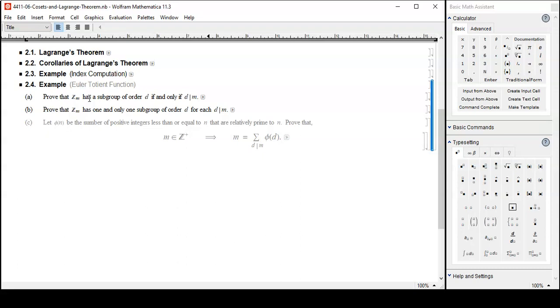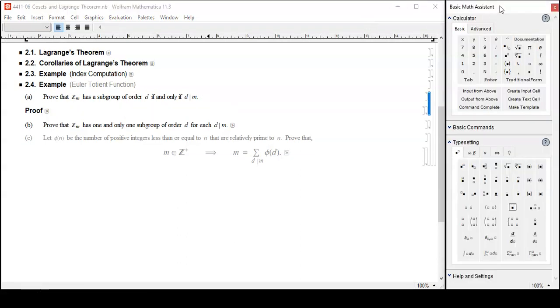Well, M is the order of the original group, and the order of the subgroup always divides the order of the original group. Remember that? Lagrange's theorem? So one direction is trivial. Now, if D divides M, can we always find a subgroup here? Well, that's your challenge. And it's not going to be too bad because Zm is a cyclic group, so you can find a nice generator, and that's it.